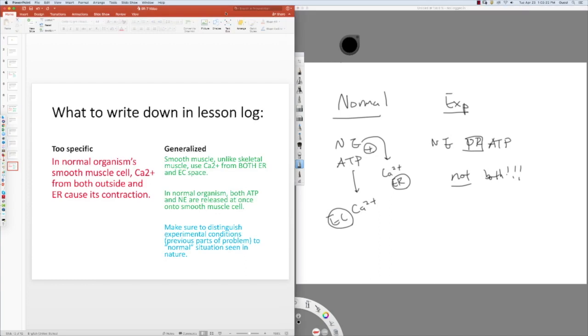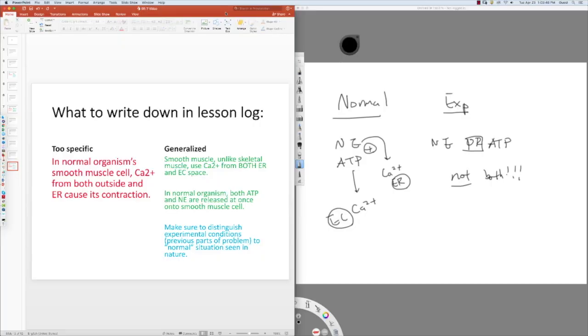Okay, so what do we want to write down here? The much too specific answer, or the lesson to take away, would be: in a normal organism smooth muscle cell, Ca2+ from both outside and the ER causes its contraction. Again, this is true. This explains the answer, but it doesn't really tell you how we were supposed to get to the answer, right? So it's not really an applicable principle that we can use for other problems.